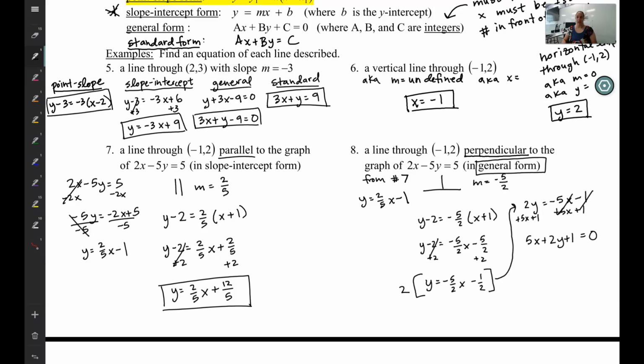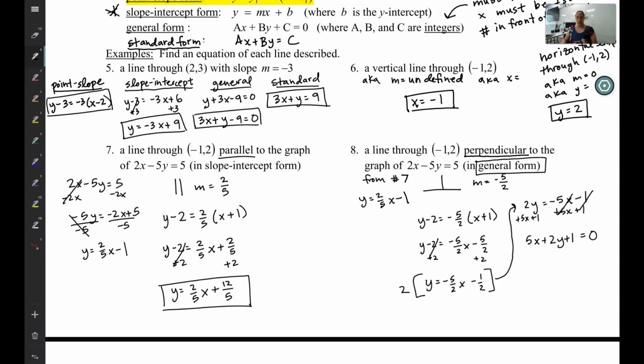So first thing, no fractions. Easiest way to get rid of all the fractions is multiply by the least common multiple of the denominator. So if I look at the denominators, they're both 2. Least common multiple between them is 2. So I multiply everything in the equation by 2. Gets rid of all my fractions. Sweet. So I have 2y equals negative 5x minus 1.